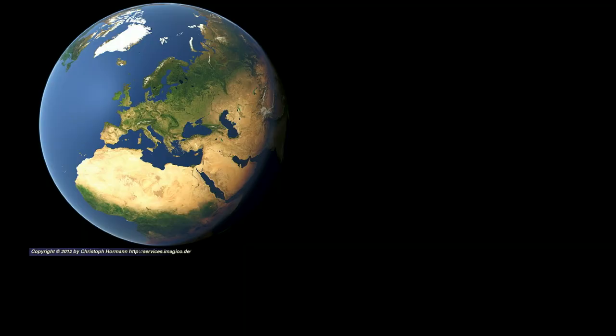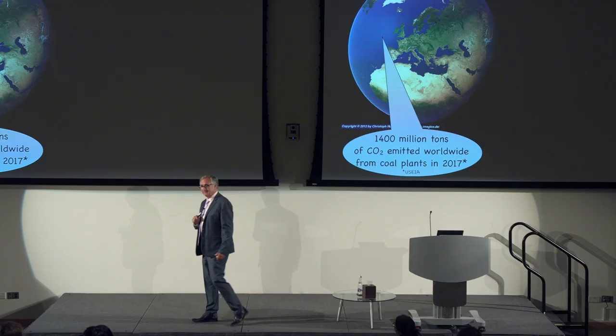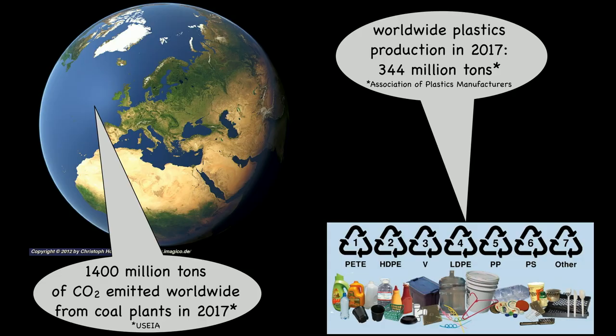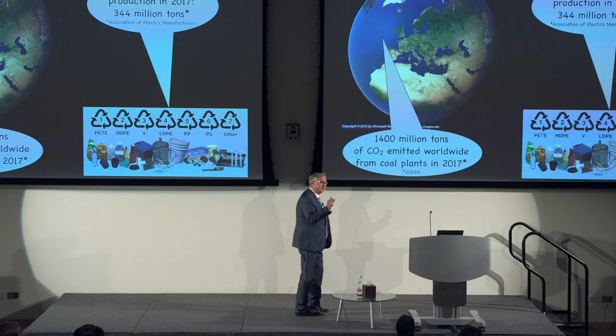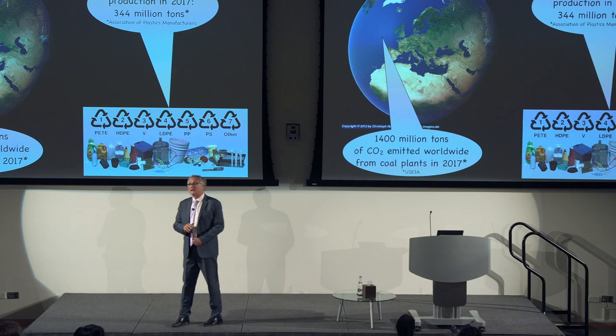Let's take a look at more coal-fired power plants. Let's take the world and we'll go to 2017. And we recognize that 1,400 million tons of CO2 were produced just from coal-fired power plants in that particular year. Big number. How do I imagine that? Well, you go to the plastics industry, and in that same year, the world produced 344 million tons of plastics. So coal-fired power plants alone in one year produce by weight 4 times as much CO2 as all the plastics produced in the world.